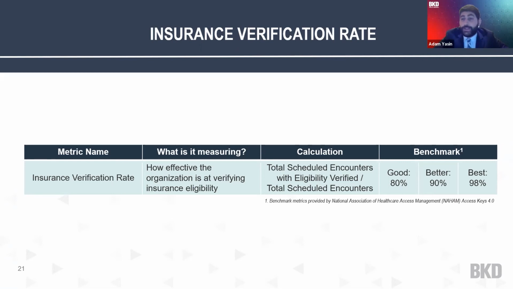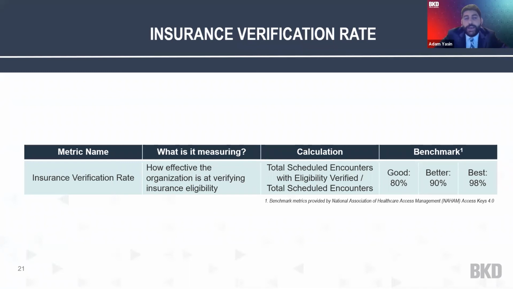So the first one is going to be the insurance verification rate. What it is measuring is the effectiveness of the organization at verifying insurance eligibility, quite simply, right? How it's calculated: you're taking the total scheduled encounters where you have verified that insurance, and you're dividing it by the total scheduled encounters. And over to the right, we're incorporating here on this slide National Association of Healthcare Access Management, or NAHAM, Access Keys benchmarks for good, better, and best organizations.